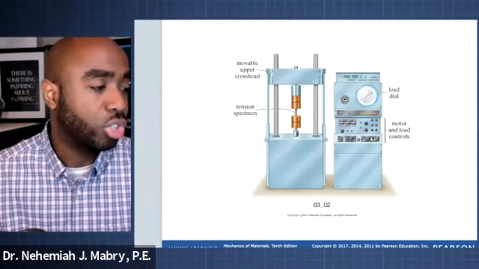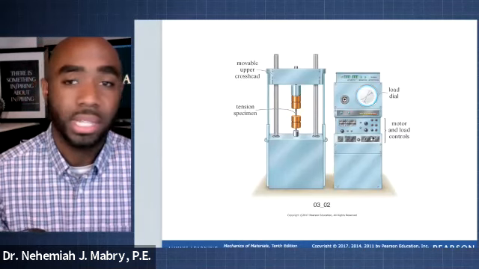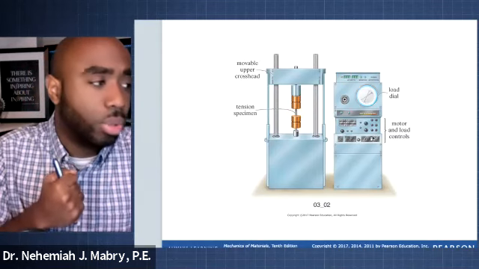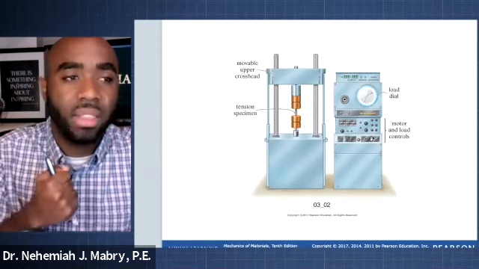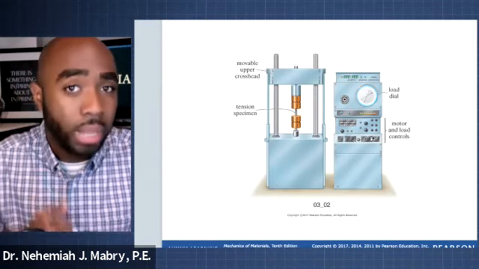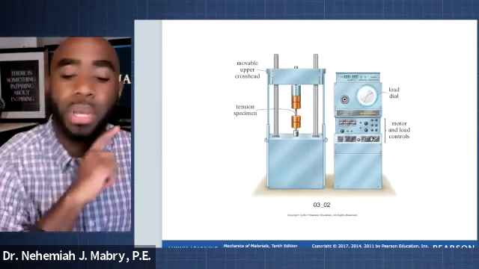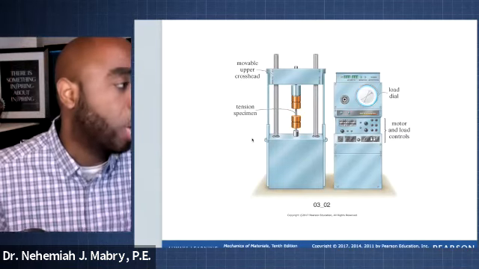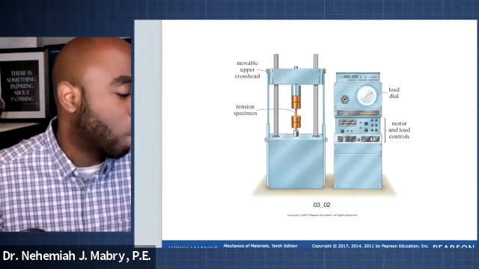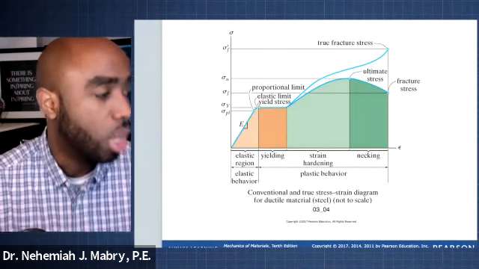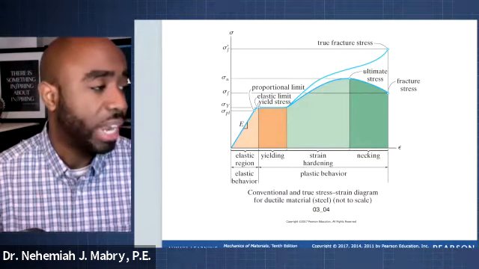And then there are controls. A lot of them are hydraulic controls that help to provide precision to the change in the length or the applied load that this specimen is experiencing. From there, here's what I want you all to pay attention to. From there, we are able to create a graph. This is what you call a conventional stress strain diagram.